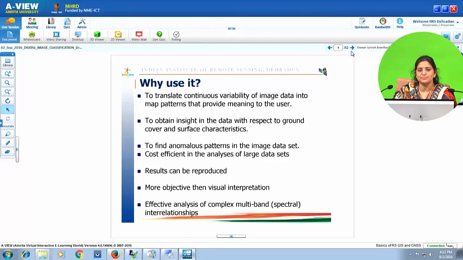In visual image interpretation, we can display only 3 bands at a time, so only the information of 3 bands is taken into account when we are performing visual image interpretation and doing the information extraction from that method. Whereas if we are using multispectral classification or digital classification, the effective analysis of complex multi-band interrelationships can be taken into account.